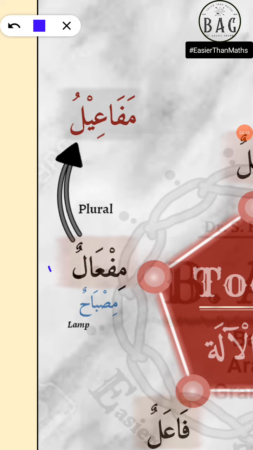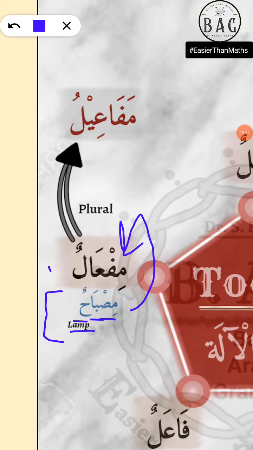Okay, and what would happen here if you would want to superimpose the root letters, you are going to get a result something like this. Okay, so if you had the root letters of Sad, Ba, Ha, and you superimpose these root letters onto the pattern of Mif'al, alright, you're going to get Misbahun. Okay, so Misbahun would technically mean something or a tool or an instrument that gives light. Okay, for example a lamp.